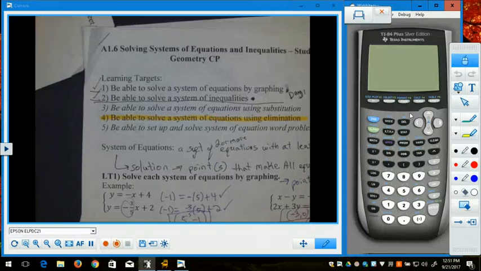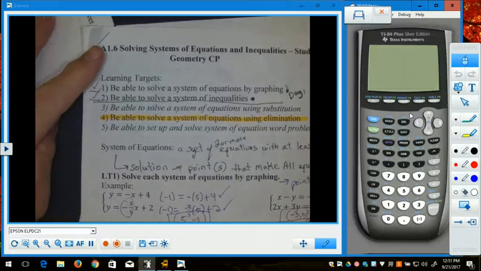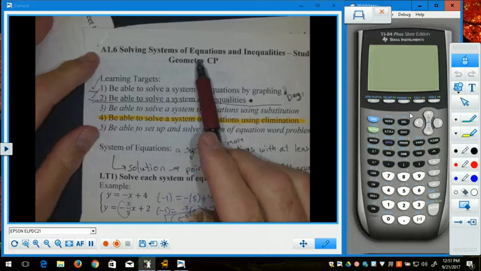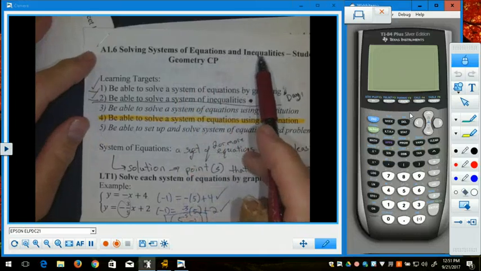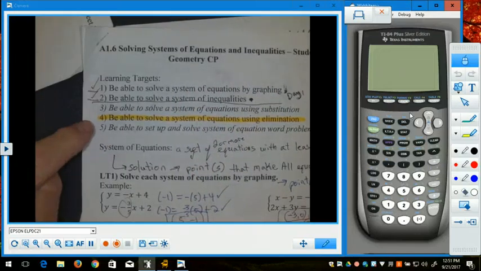This is CalcPath Geometry, Lesson 1.6, Solving Systems of Equations and Inequalities. And we're going to be focusing in this video clip on learning target 4.